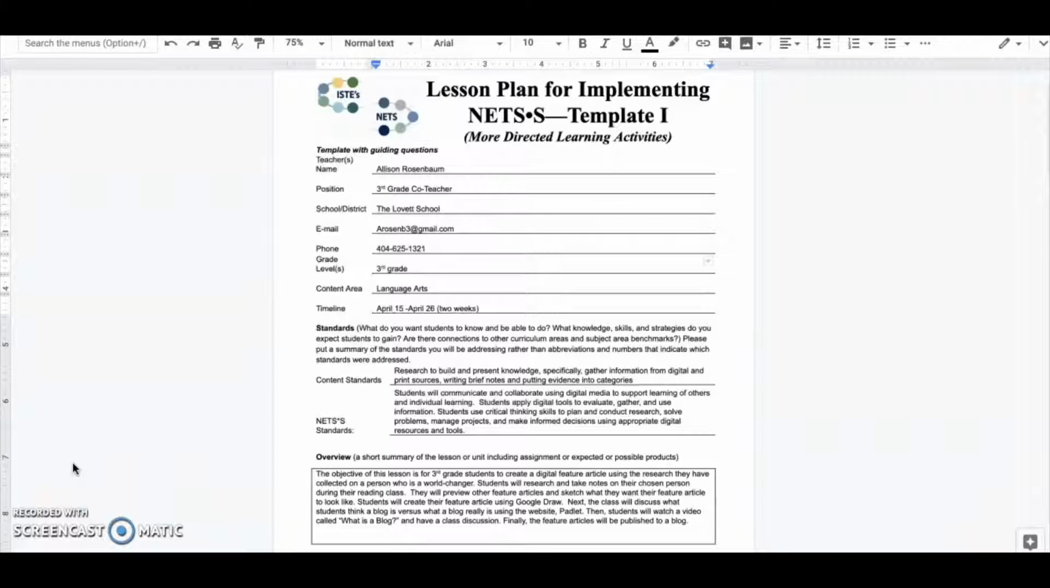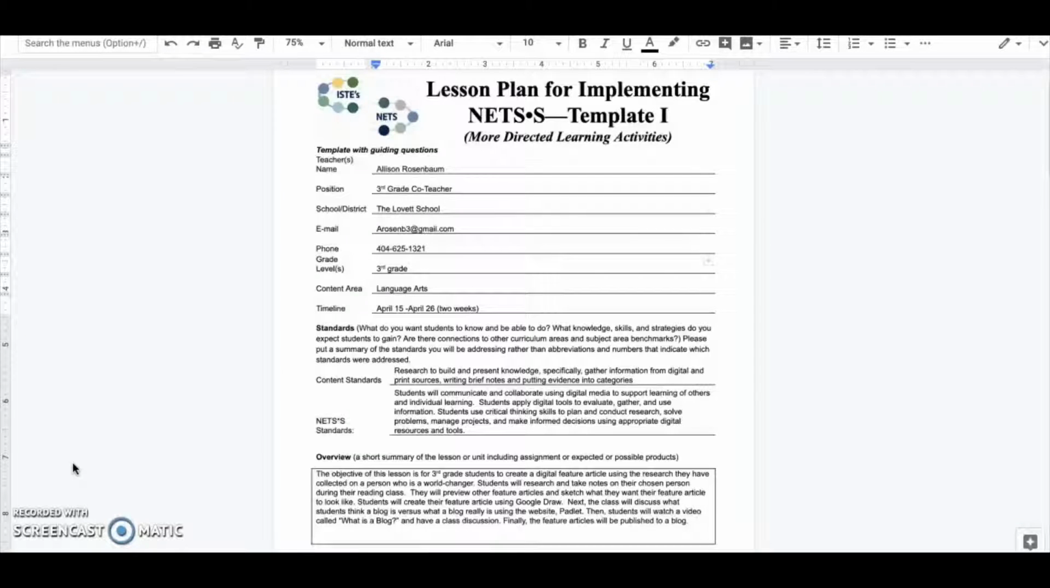Some of the Georgia Standards of Excellence that this covers for language arts are for them to research and build off of the knowledge they already have by gathering information from digital and print sources while being able to write notes and put evidence into categories.